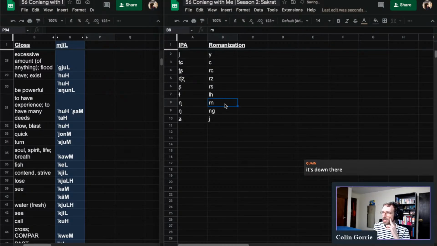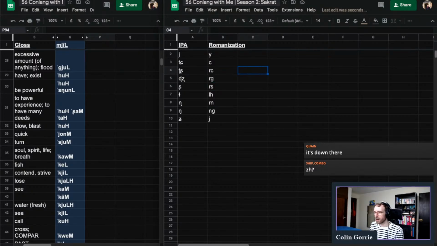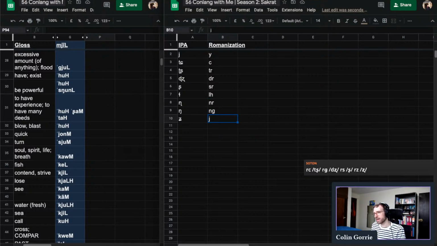Je or J. Or RG. Dr. I mean, etymologically, these come from TR and DR. So we could do something like that as well, and just put the R afterwards. And then we could do a ZH for this.